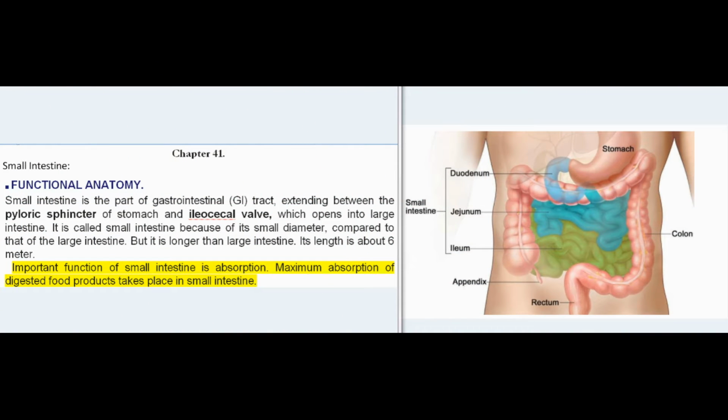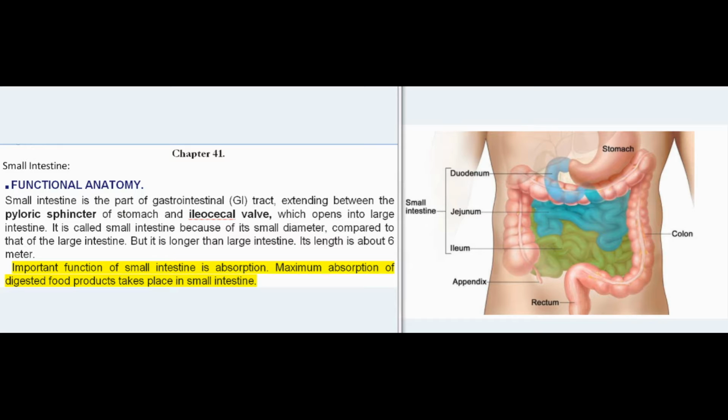Chapter 41. Small Intestine, Functional Anatomy. Small intestine is the part of gastrointestinal, GI, tract, extending between the pyloric sphincter of stomach and ileocecal valve, which opens into large intestine. It is called small intestine because of its small diameter, compared to that of the large intestine. But it is longer than large intestine.